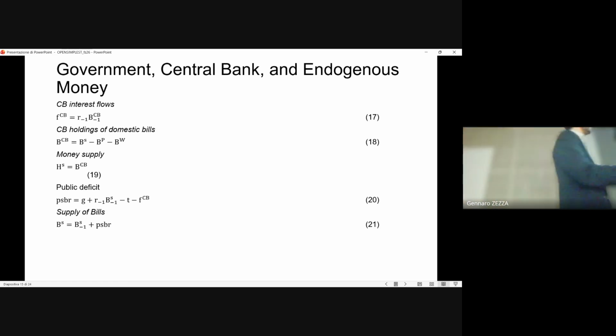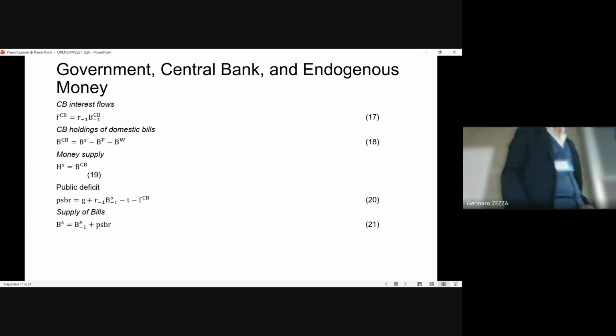Again, this is also very standard: government, central bank, and budget money creation. As I was saying, the central bank distributes all these interest payments back to the government. The holdings of the central bank are determined residually from the row of the balance sheet. This is a further simplification, but it is quite standard in SFC modeling. For example, this is the same closure that we use for our empirical model for Italy. So this is something that you find in the literature.